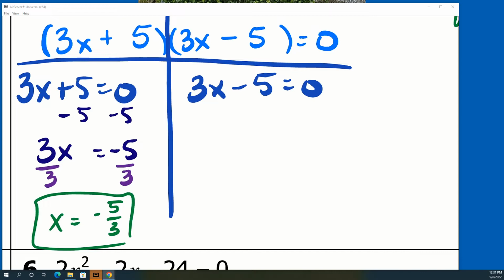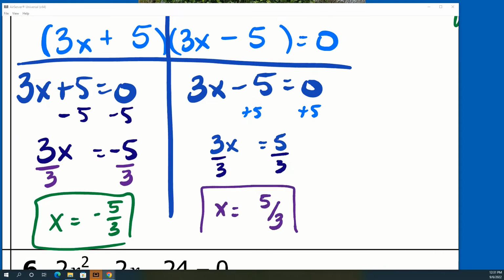All right, and then for the other one, it's basically the same steps, except since this is a minus 5, your first step is going to be to add 5. And then divide by 3. All right, so this is another one that has 2 answers.